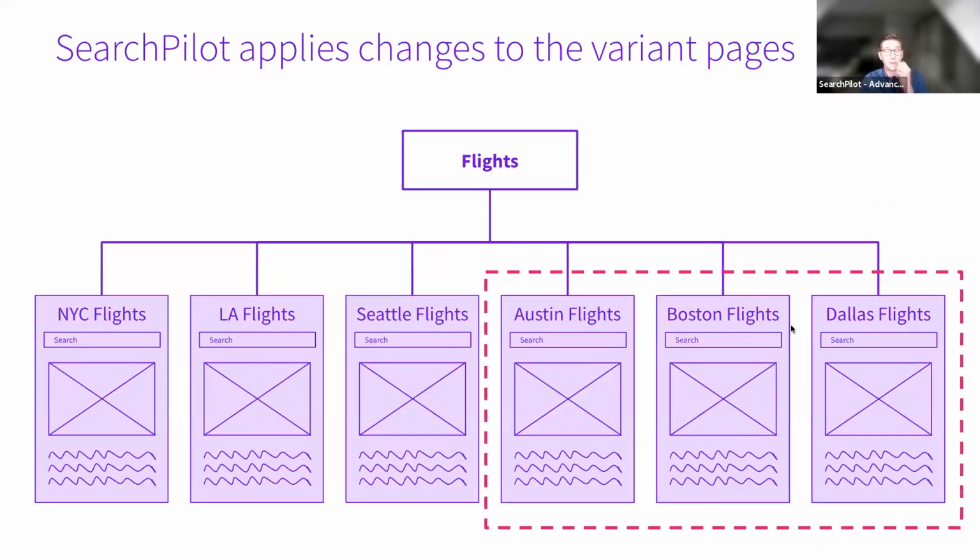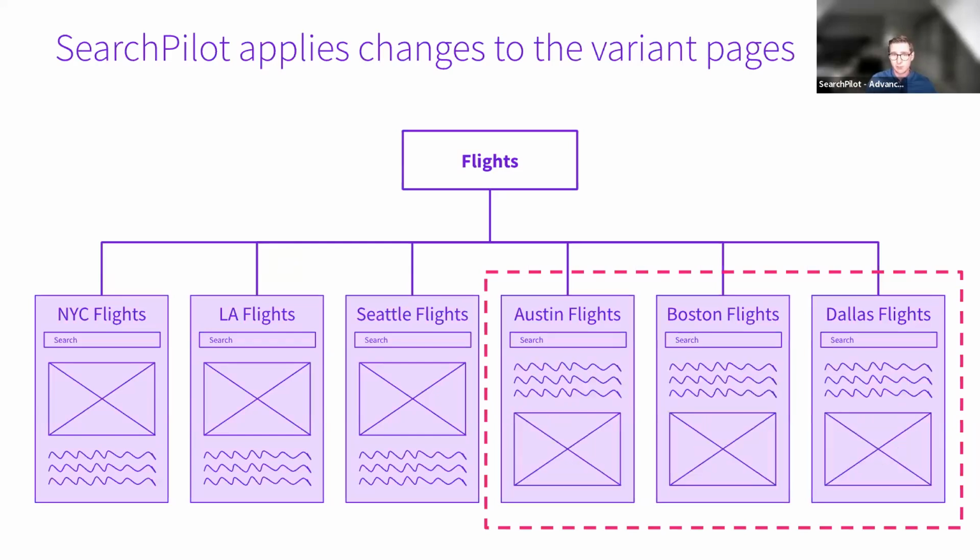Okay, so we then decide what pages are going to be the variants. Again, I'm using a simplified example here. So the platform has said it's going to be Austin, Boston, and Dallas, which are the variant pages, and New York, LA, and Seattle are going to remain unchanged. We're not going to touch those pages at all, and those are going to act as the control pages. If you were using a platform like SearchPilot, you can go into the platform and actually make that change across only the variant pages.